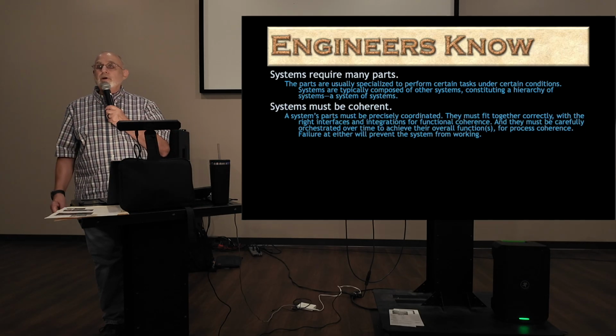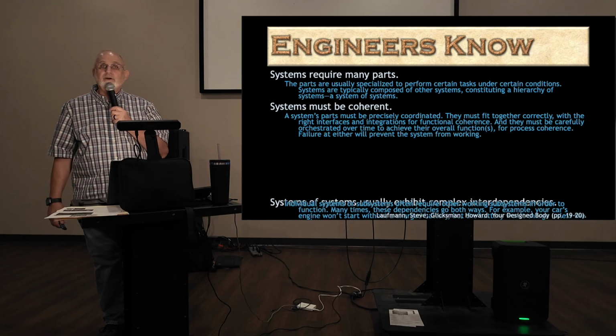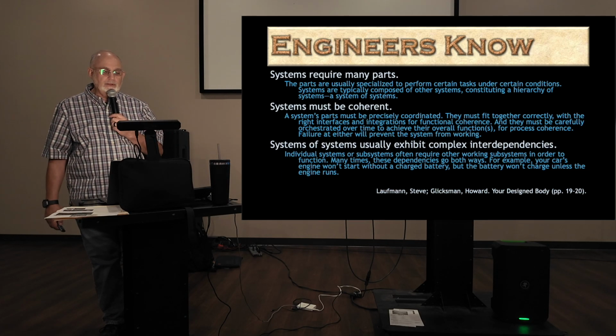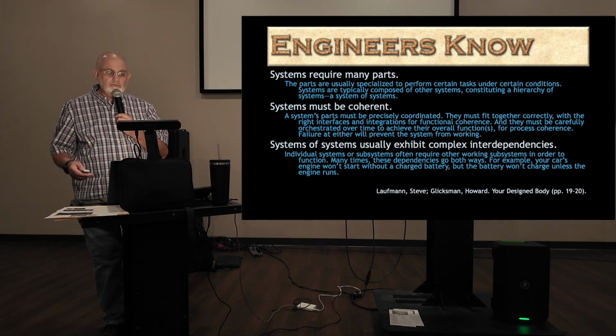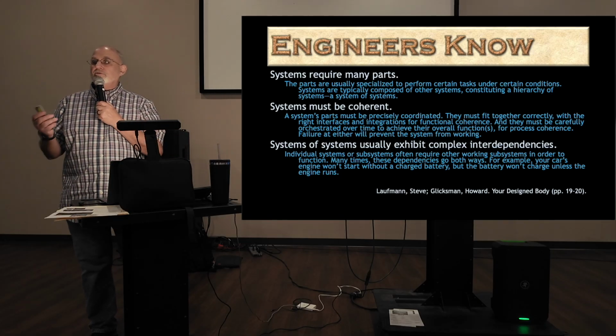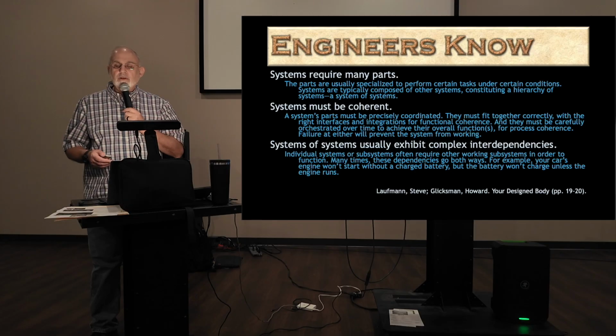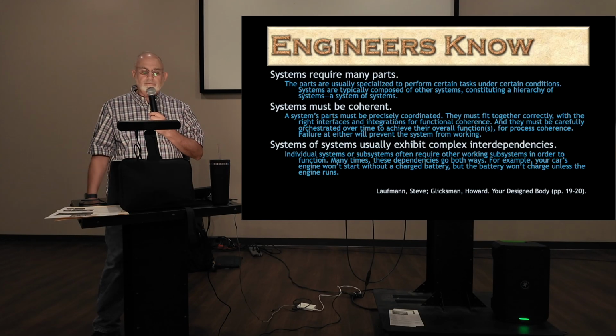They have to be coherent. All these parts have to work together. They have to be manufacturable and manufactured properly, assembled properly. Systems of systems usually exhibit complex interdependencies. So not only do you have to have a system that works, it is interdependent with other systems. So that's some of the things engineers think about.